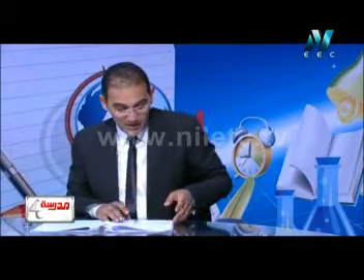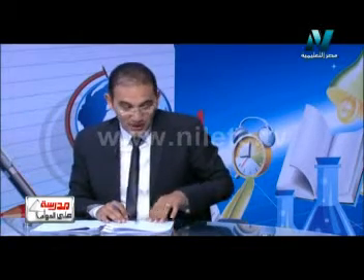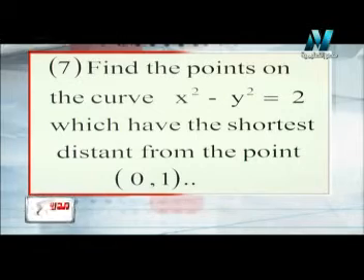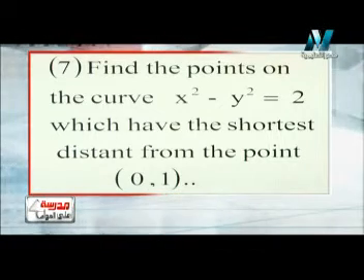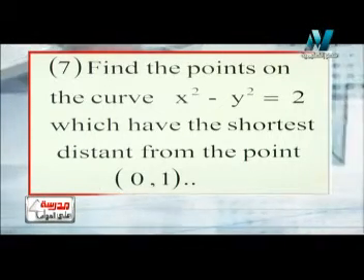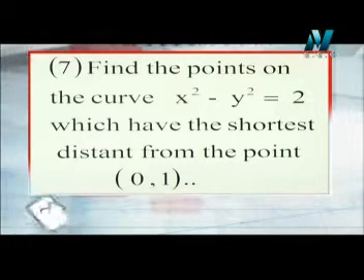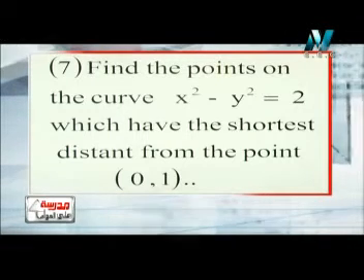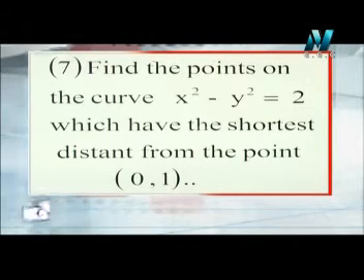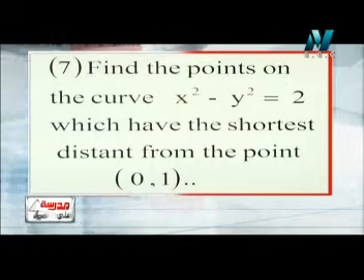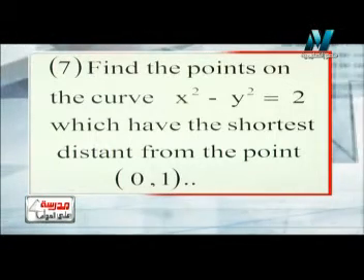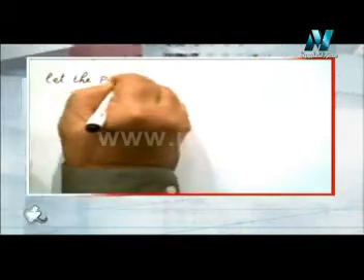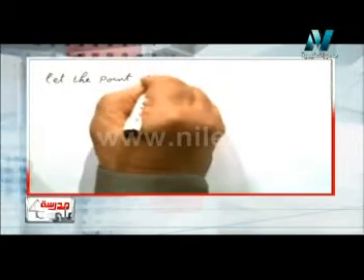How about we go to number 7? A very important problem, also on the application of absolute minimum and absolute maximum. Find the point on the curve x square minus y square equals 2 which has the shortest distance from the point 0 and 1. Shortest distance at 0. The point is unknown. So we say, first, let the point be x, y.